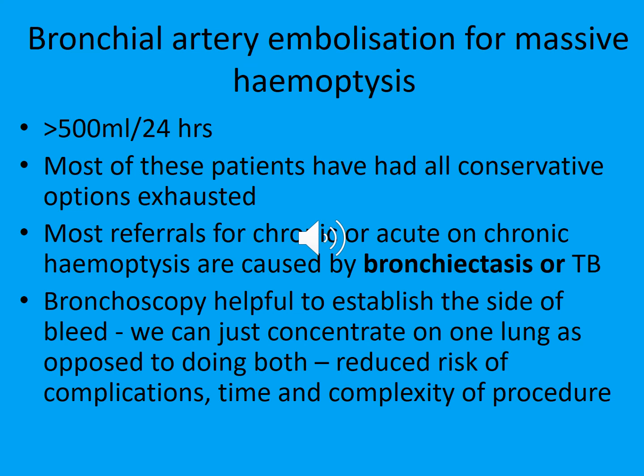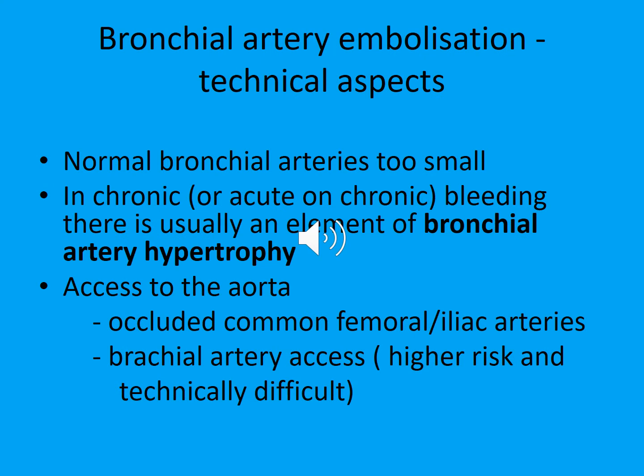Bronchoscopy prior to the procedure is helpful to establish the site of bleed, and we can just concentrate on one lung as opposed to doing both. This reduces risk of complications, time and complexity of procedure. Normal bronchial arteries are too small and very difficult to visualize on imaging. In patients with chronic or acute on chronic bleeding, there's usually an element of bronchial artery hypertrophy. The hypertrophic arteries represent the target for embolization.